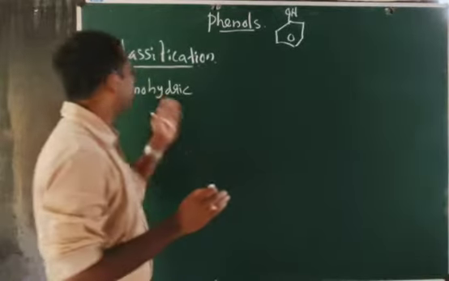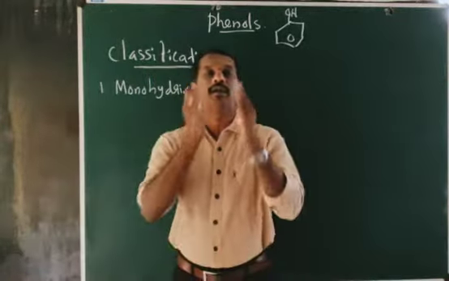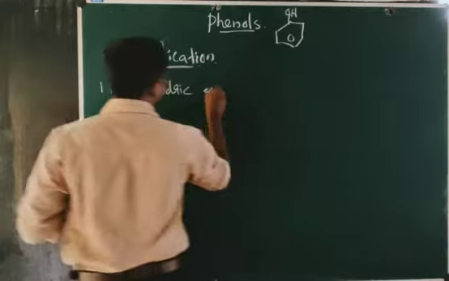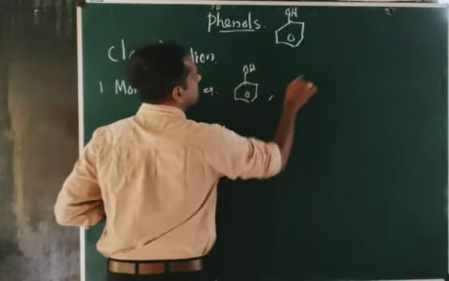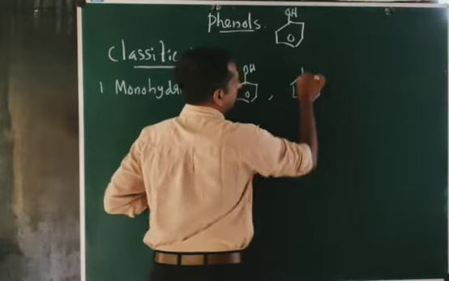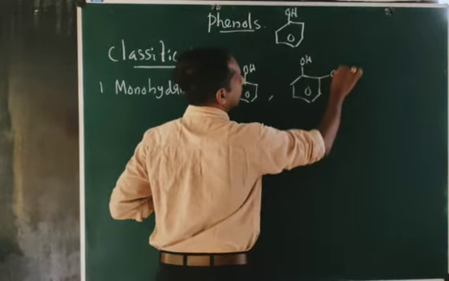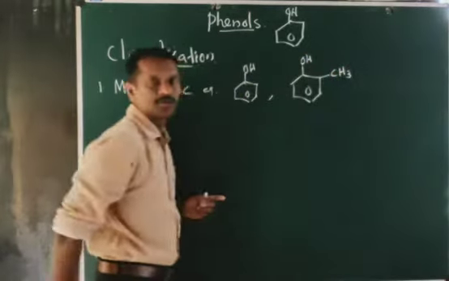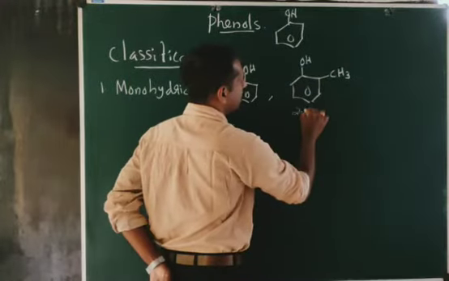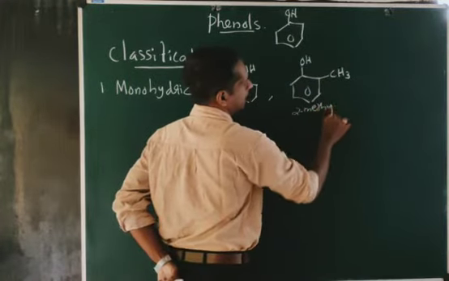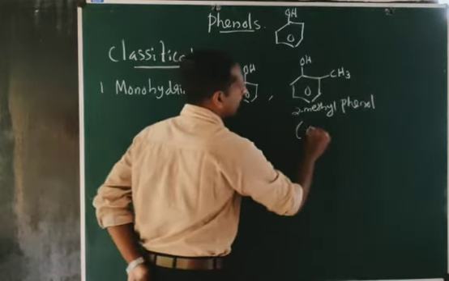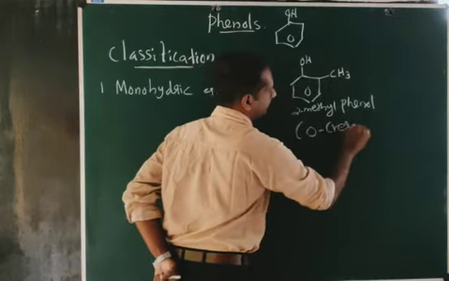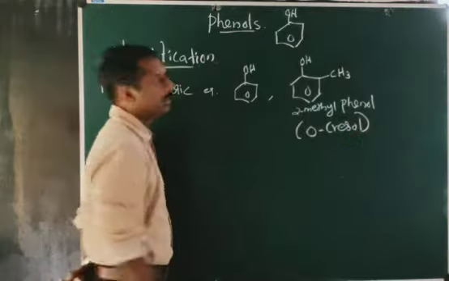Monohydric, as the name indicates, means only one hydroxyl group. Example, of course, our phenol. Then you can see OH, and in the second position there is a methyl group. That means this is 2-methyl phenol. It is known as orthocresol.